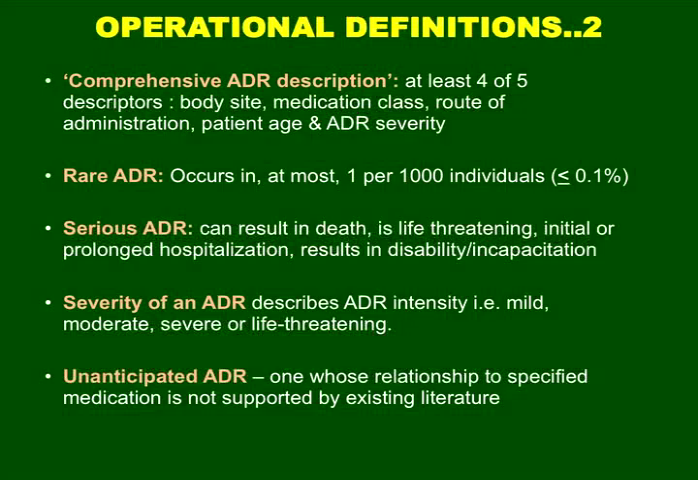A comprehensive ADR description is one with at least 4 of the 5 ADR descriptors that we elicited in our data collection stage. A rare ADR is one that occurs in at most 1 individual for every 1,000 that are on specified medication. A serious ADR is one that threatens life and could actually result in death. Most often it may require initial or prolonged hospitalization and sometimes disability. And this should be differentiated from severity, which simply describes the intensity of an ADR as mild, moderate, severe, and so on.